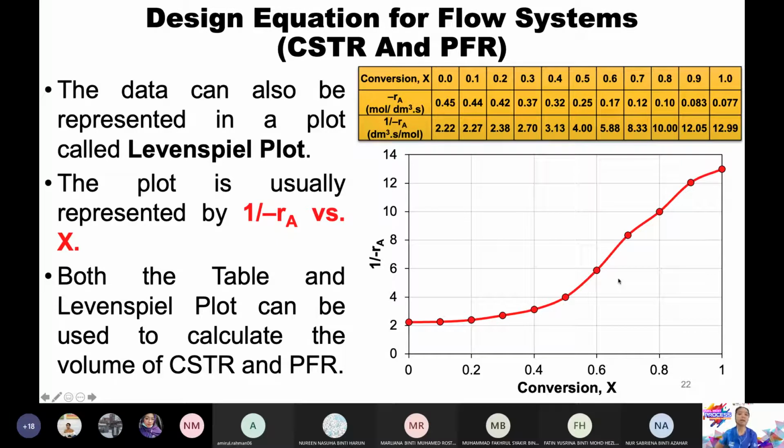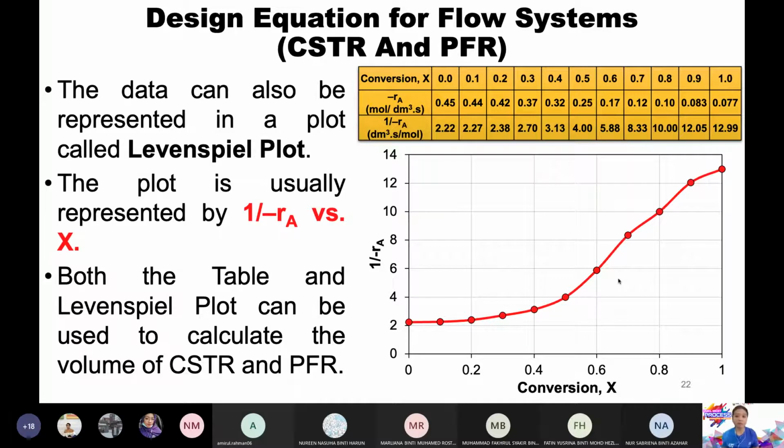Okay, so I'm sure you might ask, kalau dah ada table, dah boleh guna table, kenapa nak guna plot? Okay. So, actually, both table and plot can be used to find the volume. So, why do we want to use plot? Actually, using the plot will be an easier way to calculate, or I can say that it's easier for you to imagine the calculation when you use the Levenspiel plot. Again, I clarify. To calculate volume CSTR, volume PFR, both table and plot pun boleh digunakan.